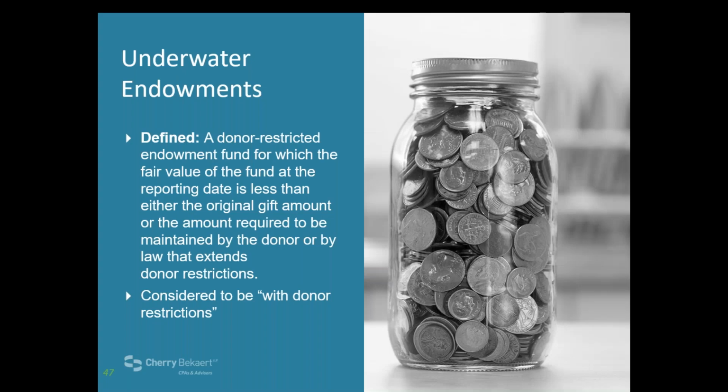So there are a few changes to the underwater endowment. First, just a reminder, an underwater endowment is defined as a donor-restricted endowment fund for which the fair value of the fund at the reporting date is less than either the original gift amount or the amount required to be maintained by the donor or by the law that extends the donor. And underwater endowments are now considered to be with donor restrictions. So in the past, if you had an underwater endowment piece, you were probably reclassifying that portion to unrestricted net assets, but now that's no longer going to be the case. It's just going to remain in the net assets with donor restrictions bucket.